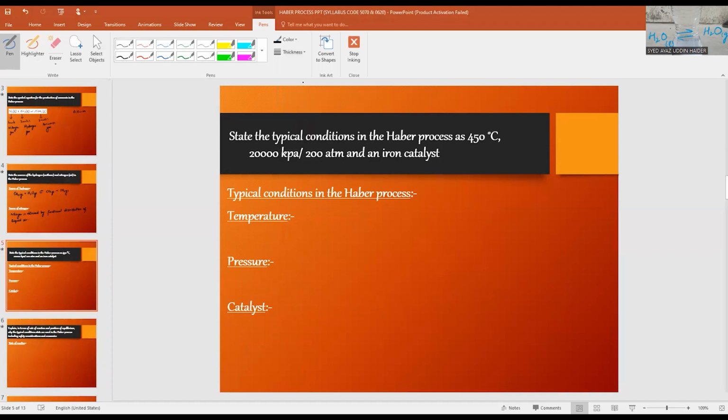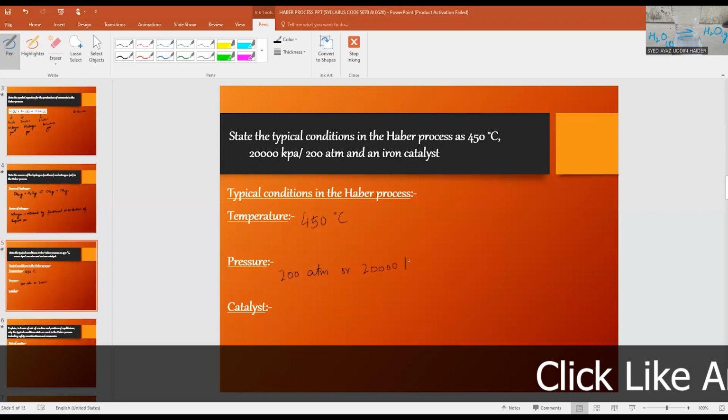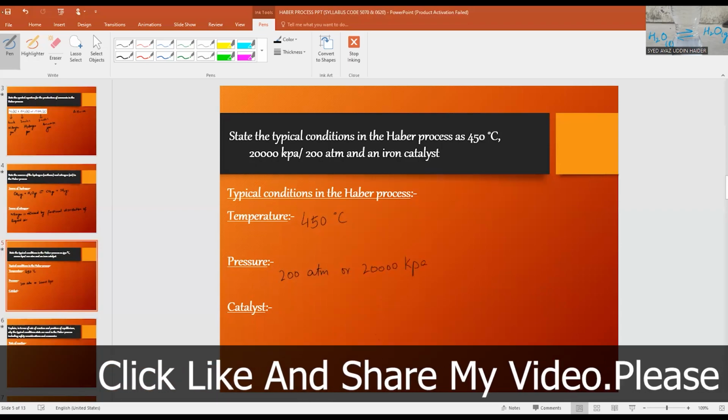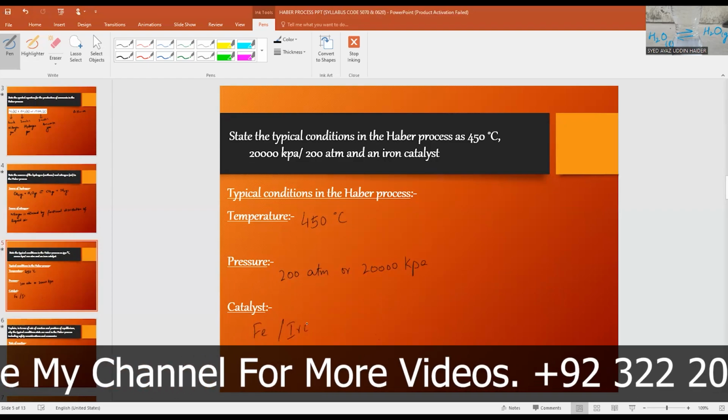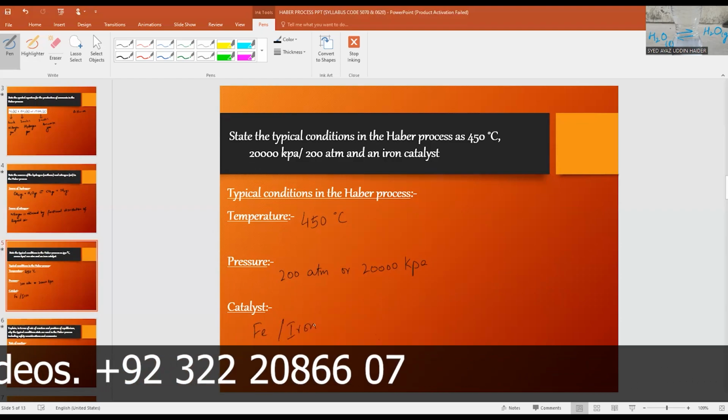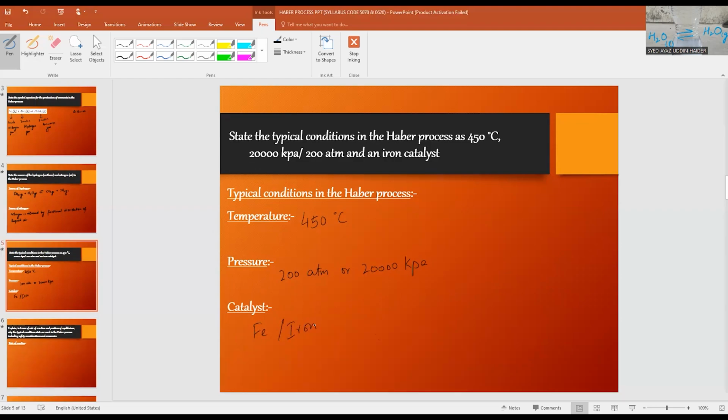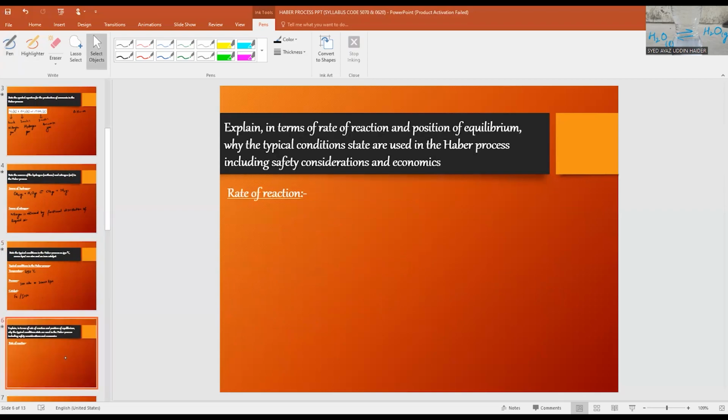Typical conditions in Haber process are 450 degrees centigrade, pressure of 200 atm or 20,000 kPa. kPa is kilopascal. Iron is the catalyst used here. You can even write Fe, which is the symbol for iron. The reaction is reversible and exothermic. And this reaction reaches an equilibrium state in a closed system.